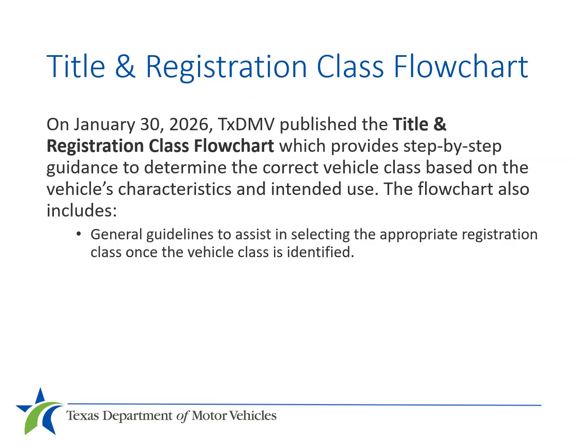The title and registration class flowchart provides step-by-step guidance to determine the correct vehicle class based on the vehicle's characteristics and intended use. The flowchart also includes general guidelines to assist in selecting the appropriate registration class once the vehicle class is identified. Today's training will provide a review of these resources to ensure proper application during title processing.